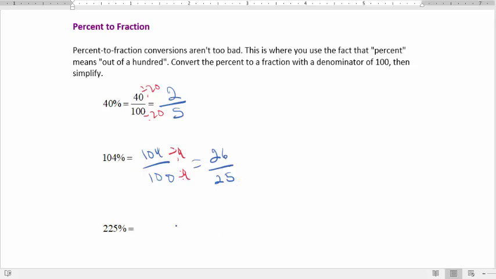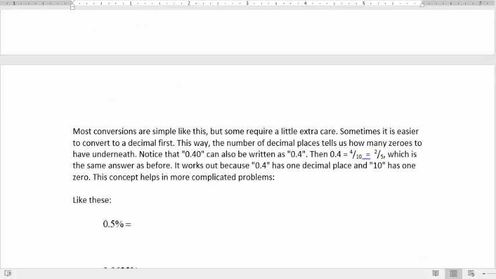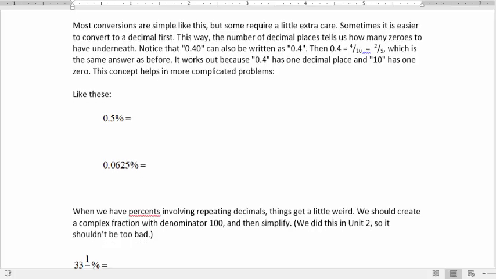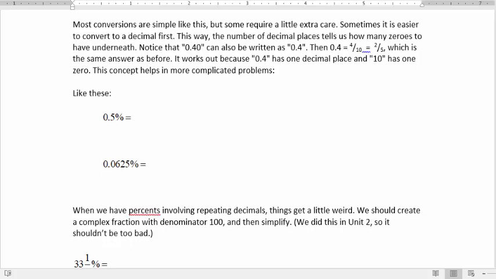All right. And then 225%, similarly, it's 225 over 100. And 25 at least will go into both of those, right? So 25 will go into 225. You think in terms of quarters. How many quarters in $2.25? 9 quarters. And how many quarters in a dollar? 4 quarters. So 225% is 9 quarters. So that's a way to do it by hand. And of course, most conversions are going to be simple like that, but some are going to require a little bit of extra care, like we had seen before with the 0.5%.